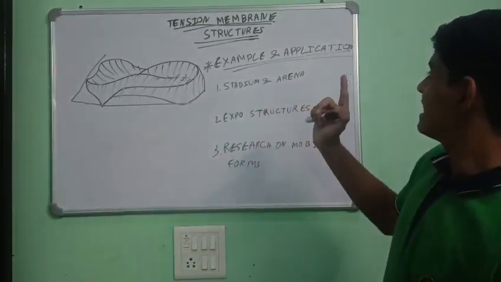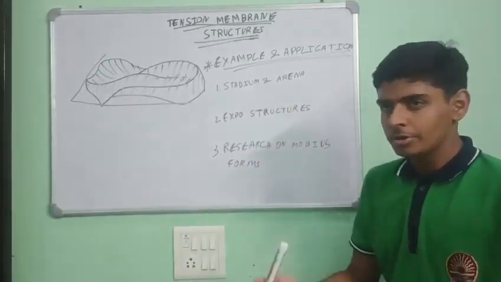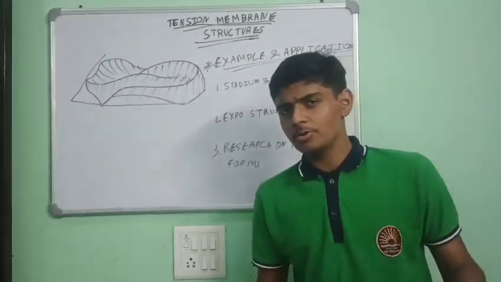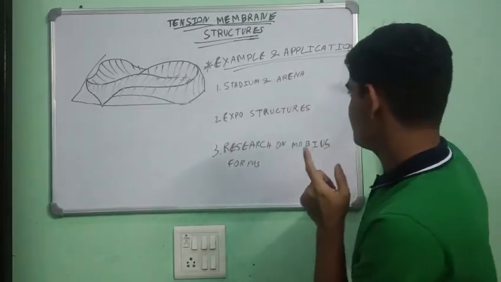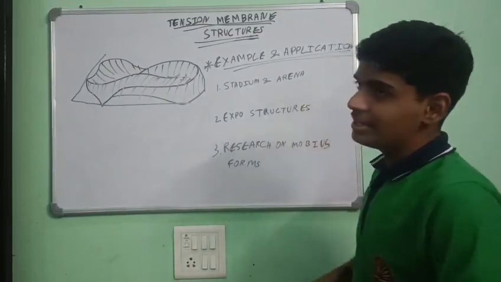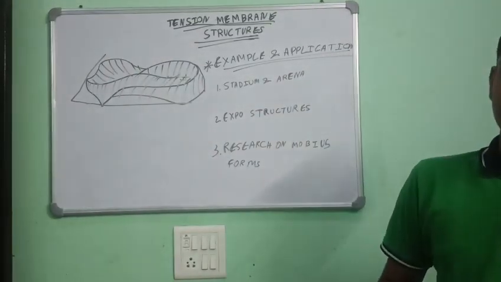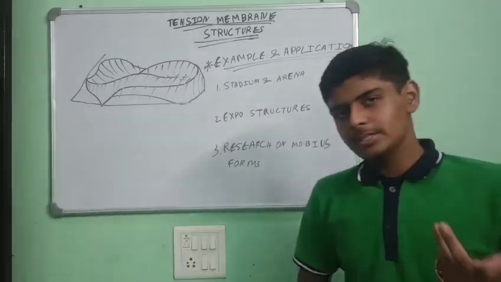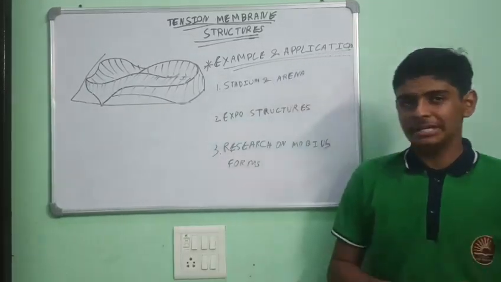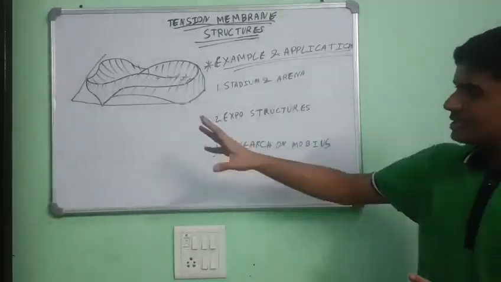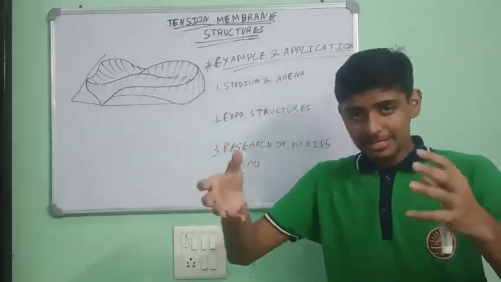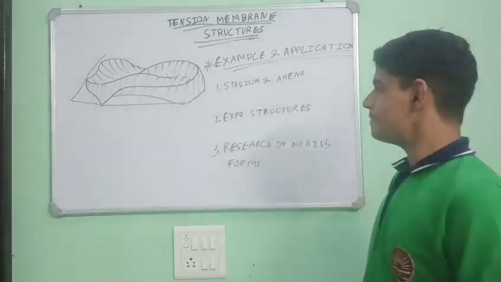Our last topic is its examples and applications. Obviously, if we are going to build it, we must know about its application. So its few examples and applications are stadiums and arenas. A good example can be the stadium built in Madrid for the football team Real Madrid. Although it may look like a Möbius strip stadium, it has a similar structure, not completely the same.